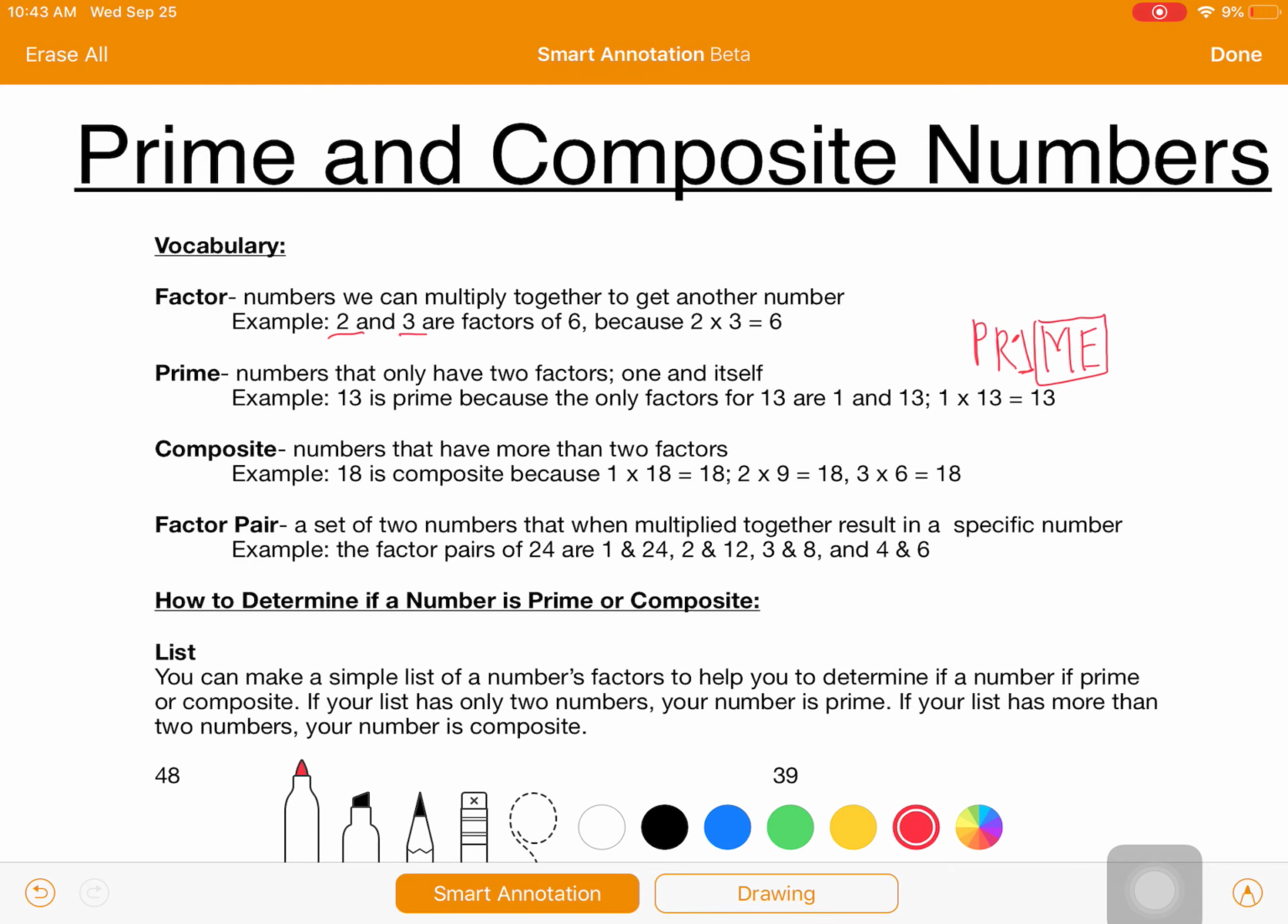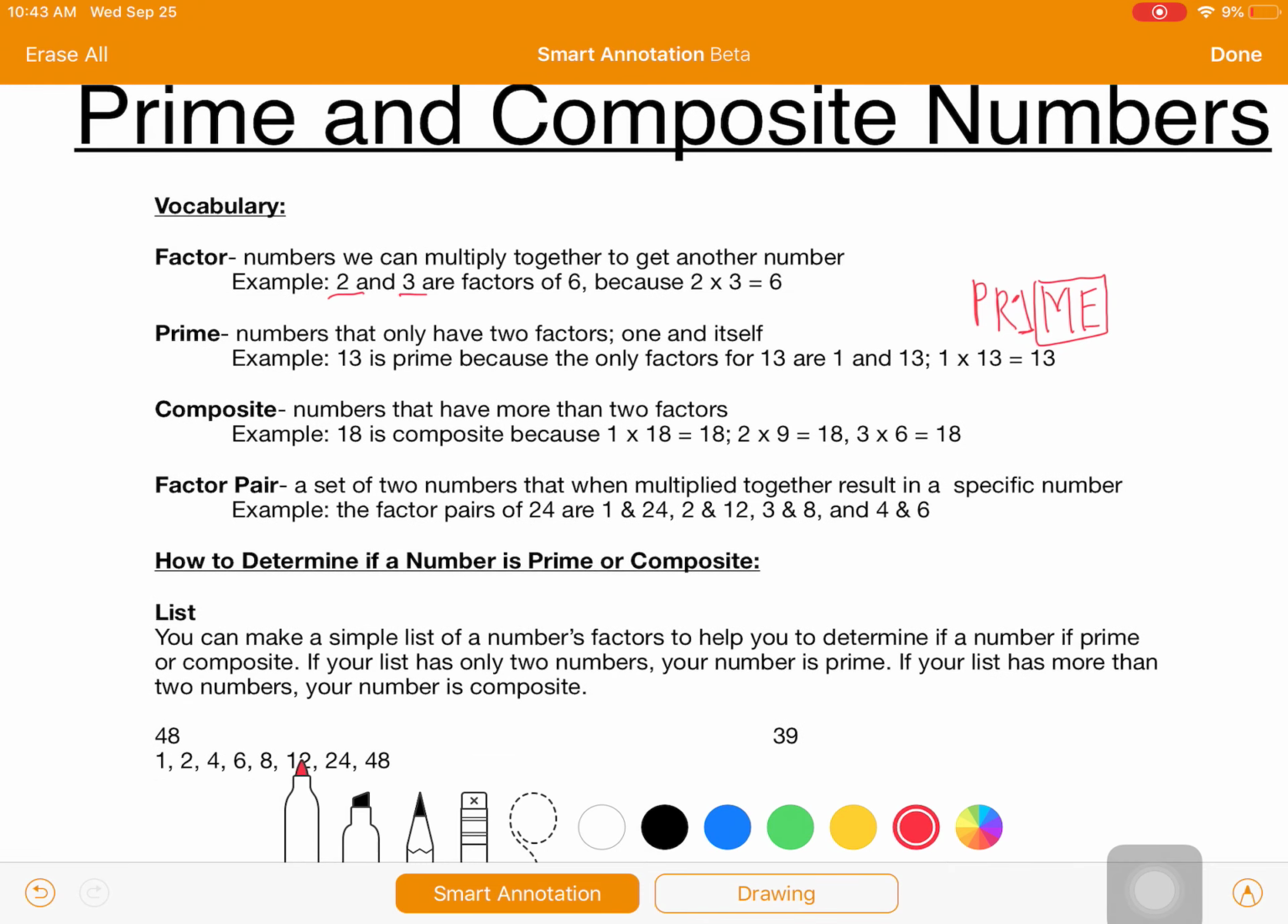Composite numbers are numbers that have more than two factors. For example, 18 is composite because 1 times 18 is 18, 2 times 9 is 18, and 3 times 6 is also 18. I remember composite because composite is a longer word and there are much more numbers that are composite than there are numbers that are prime.